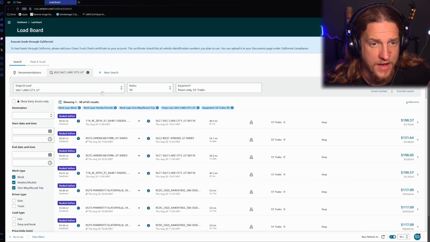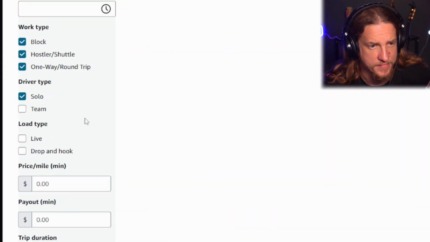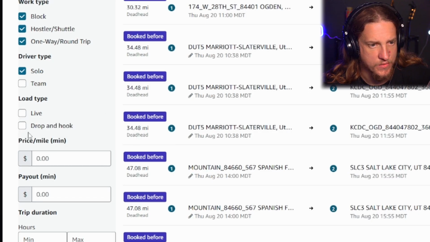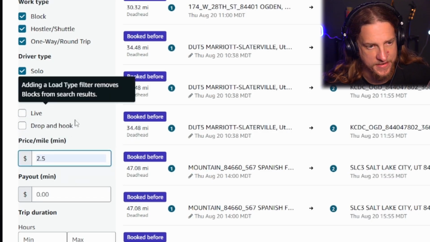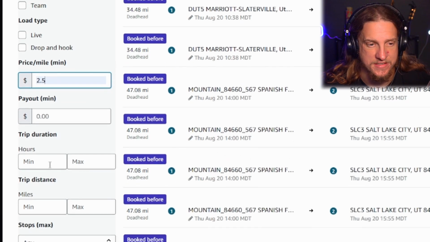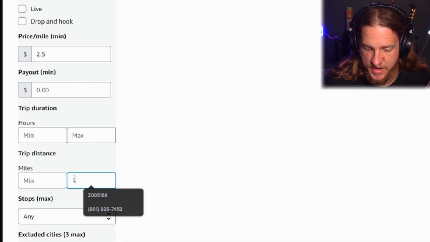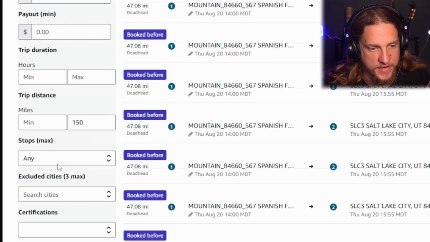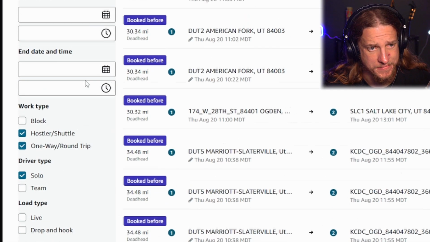So there's a bunch of filters here on the left. I like to organize these a certain way. Generally I don't try to go for live, but it doesn't really matter. I usually put $2.50 for the minimum price because that's realistically what I need. And then trip distance, I do a max of 150 miles, right? And that's basically what I do. And you can do whatever you want right here. It's all completely up to you.